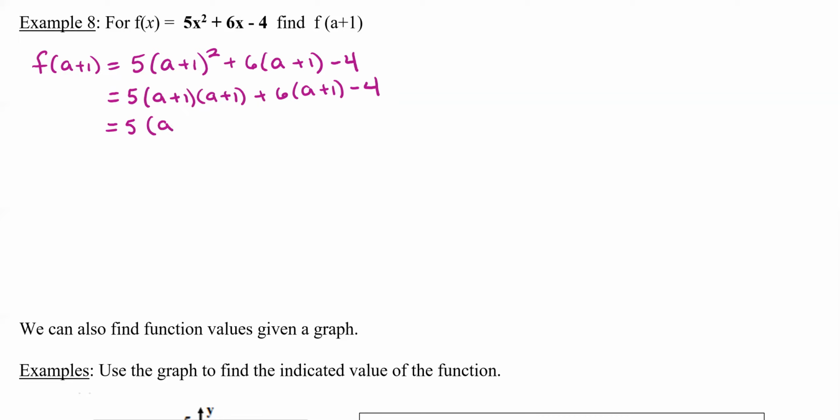Some of you would say, oh, this is where we FOIL. You're multiplying. So yes, FOIL is first, outer, inner, last, which will help you multiply this. We get a squared plus a would be 2a, and 1 times 1 is 1.